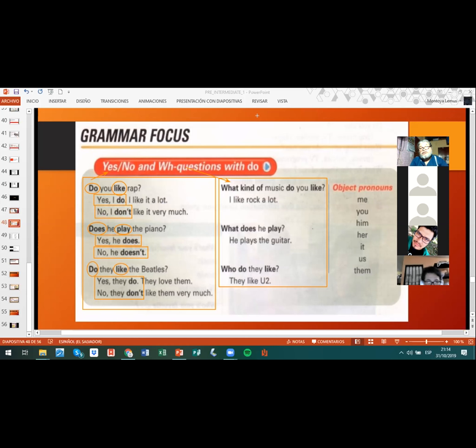And information questions always begin with a WH word or question word. In this case, it is all of this. What kind of music do you like? What does he play? Who do they like? Okay. And the auxiliary comes after the question word, the auxiliary, do or does, then the subject, and the verb in the base form in present, okay, the verb.